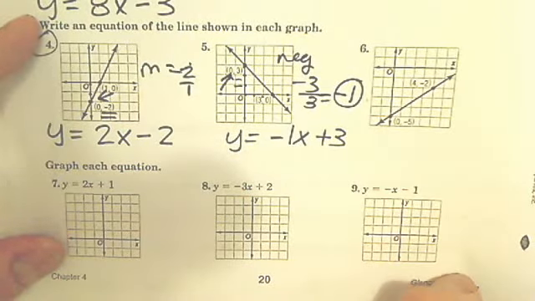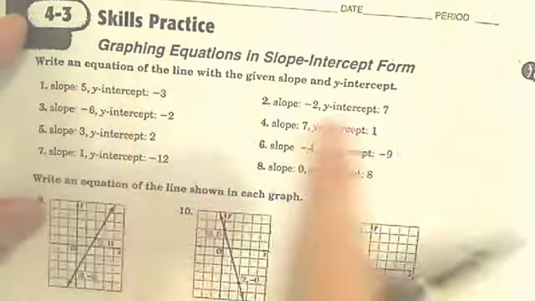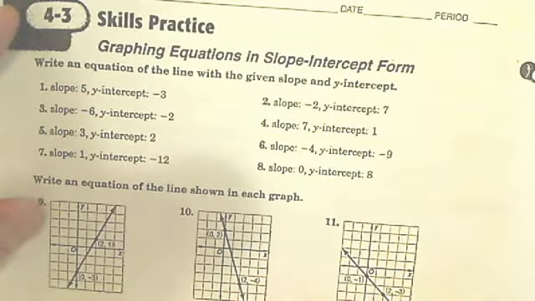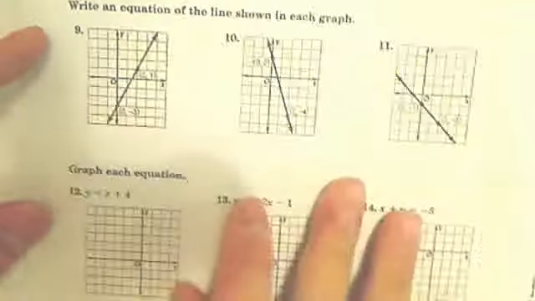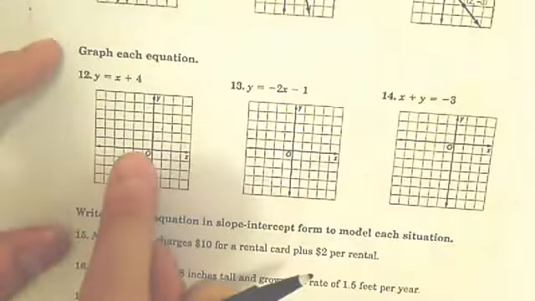So, yes, you can write in it, you can graph in it. On the back page, the top part, you're just writing the equation. That should be pretty simple. On number 9 through 11, you're writing the equation again. Number 12, you're graphing these.